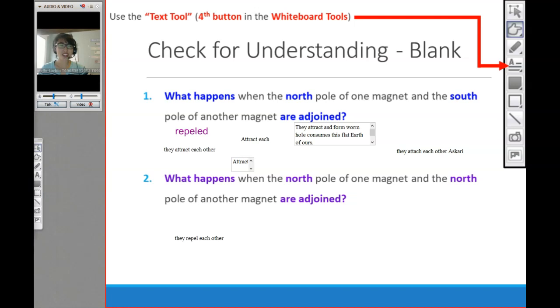So when a north pole and a south pole are next to each other, remember this phrase, opposites attract. So therefore, that means that they are going to be attracted to each other. What about down here? What happens if a north pole is next to a north pole? Type your answers up there. What happens when a north pole is next to a north pole?